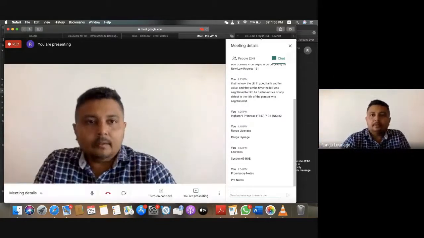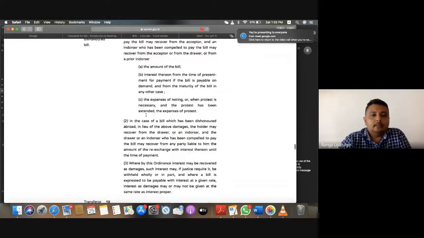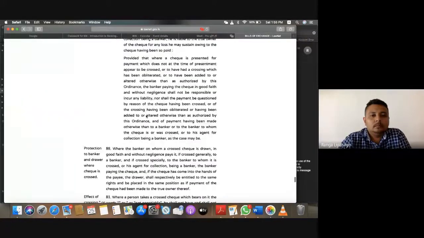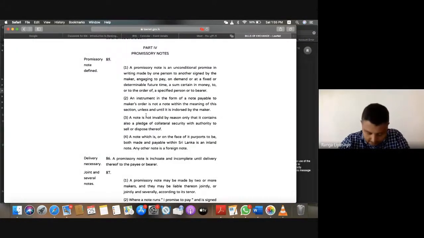So section 85 defines promissory notes as this. Look at this. It's an unconditional promise in writing by one person to another, signed by the maker, engaging to pay on demand or at a fixed or determinable future time a sum certain in money to or to the order of a specified person or bearer. Right? So section 85 is that. Then delivery is necessary, it says, right? Delivery is necessary. It is completed by delivery.